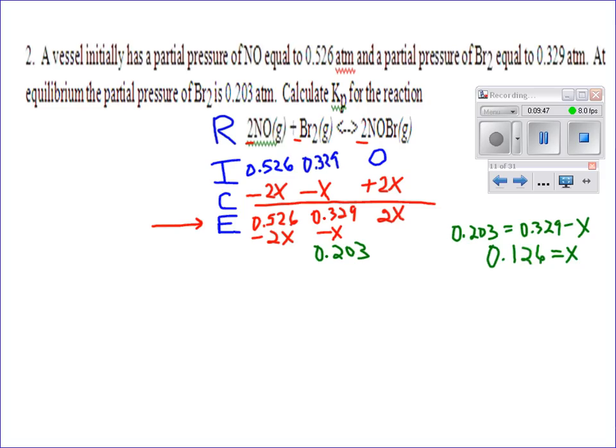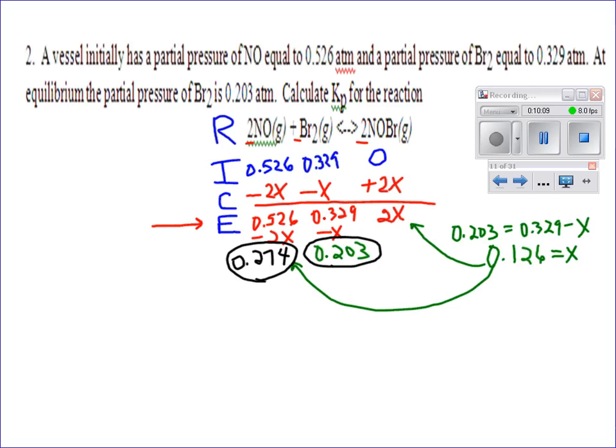Got it? So that's x. So now what I'm going to do is just take the x and plug it in wherever I can. So I've got my one equilibrium pressure here, 0.526 minus 2x. I end up getting, check my math for me, 0.274 for that one. And 2 times x for the last one, I end up getting 0.252. So those are my 3 equilibrium pressures.